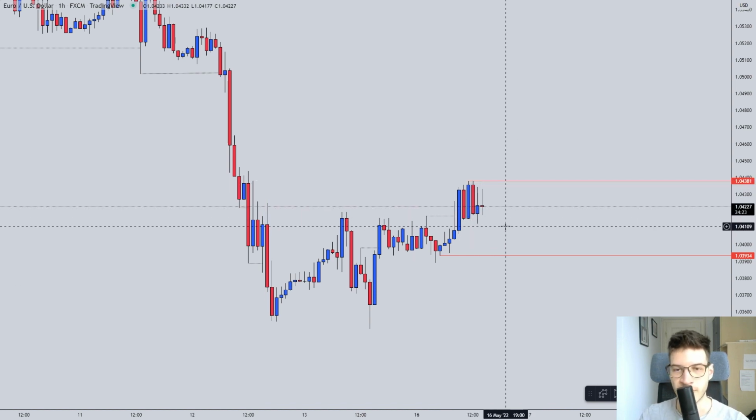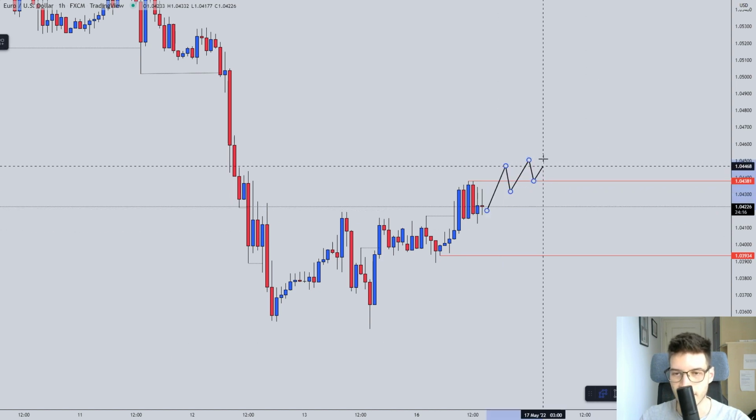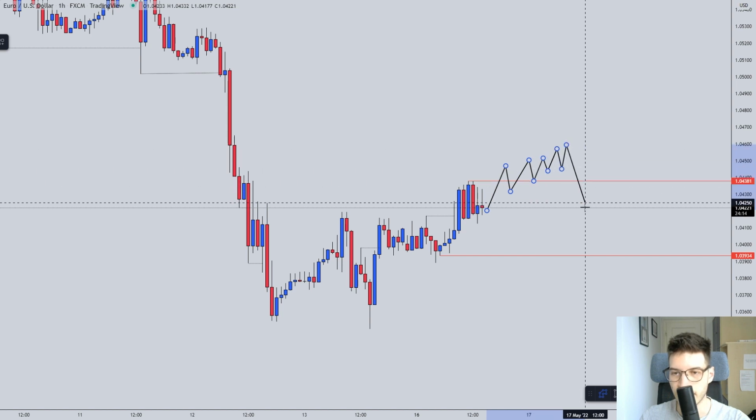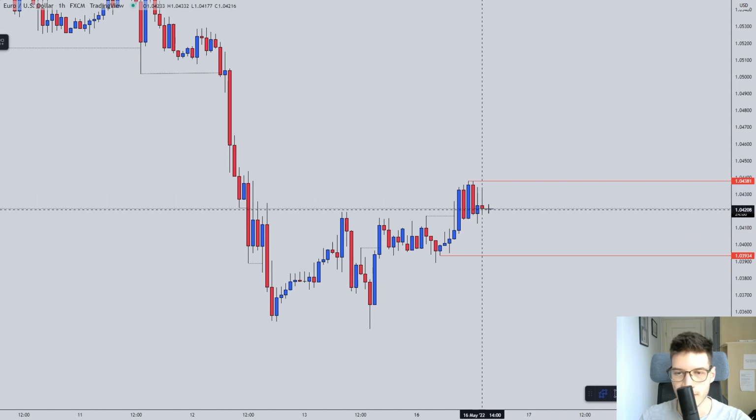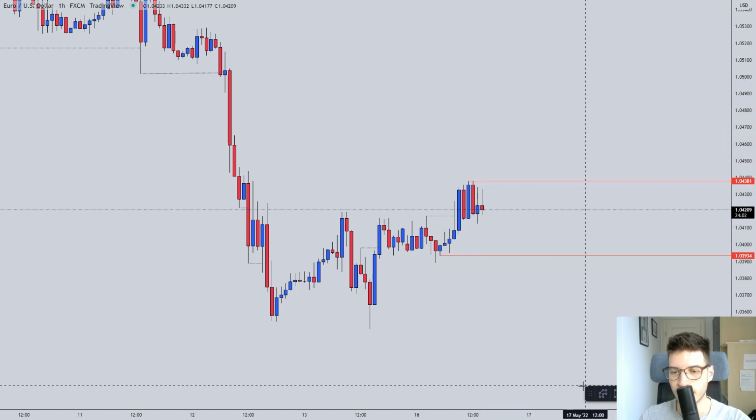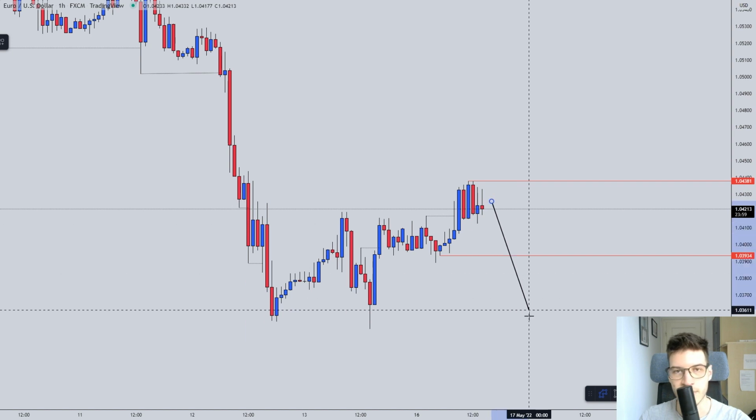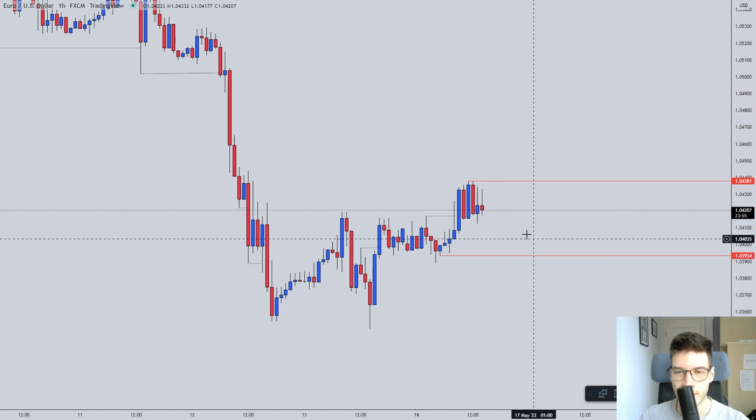So currently what I'm waiting for to look for trades is I want to see more of an ascending structure and then a nice reversal, and then I would probably look for a nice flag to go short. What I would also like to see is a large impulse up and then a continuation pattern, or a large impulse down and then also a nice continuation pattern.